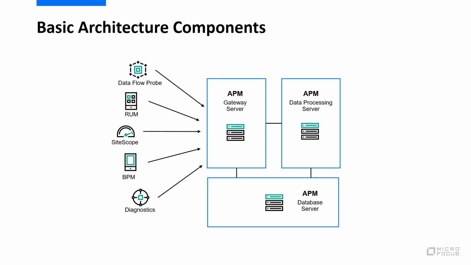Yeah, what you said is correct. That's why we have a link here from the APM gateway server to the database server. You can see in the slide that we have links between the APM gateway server and the APM database server, and the DP server also has a link to the database server. So the raw data, as you said, will be sent from the gateway to the database. Aggregated data will be sent from the DPS to the database server.